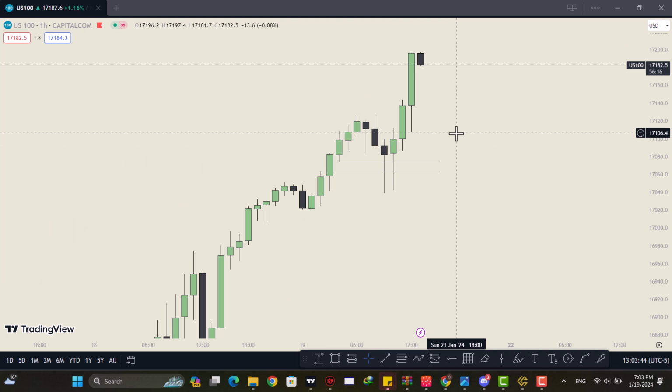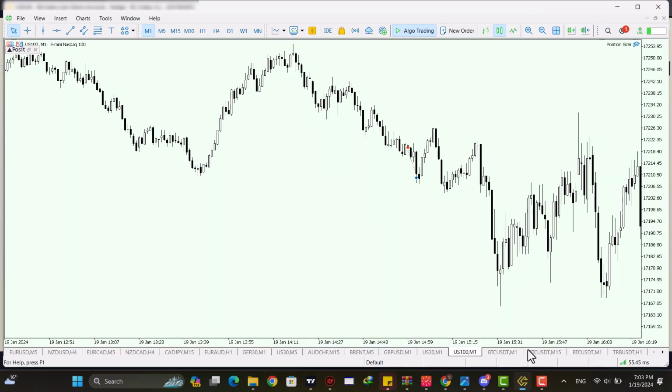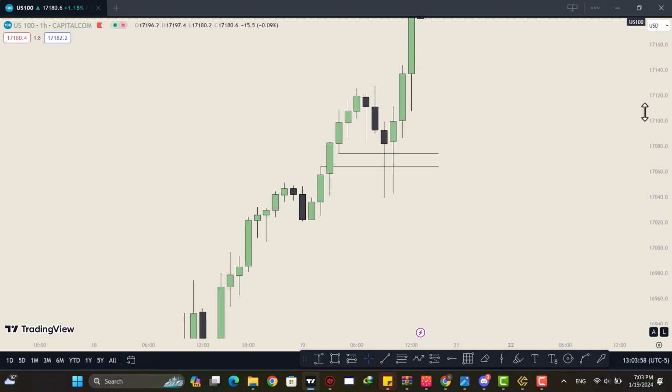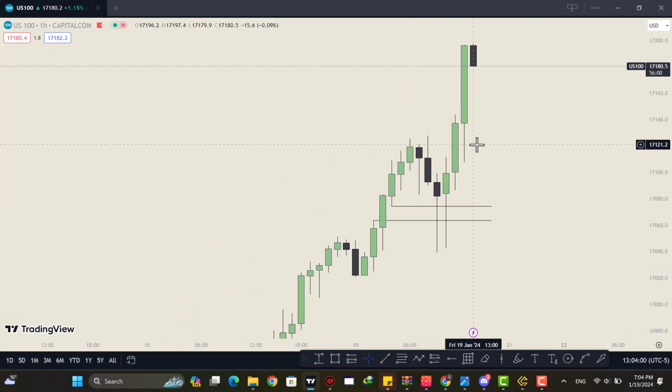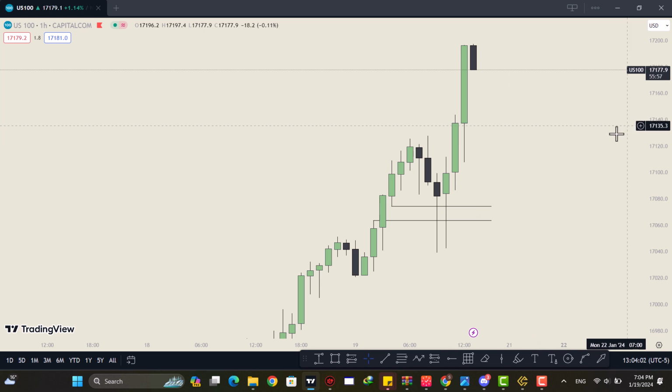Alright, so first of all, let me show you the executions. So here's a trade. As you can see, it was on the 1 minute time frame. Entered here, short scalp into here. And now let's go to the charts and explain what I saw on the chart to take that trade.